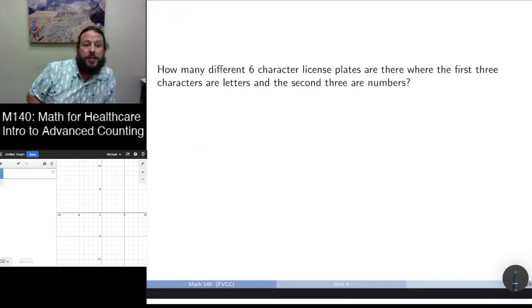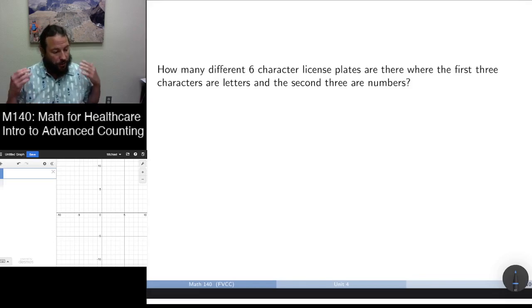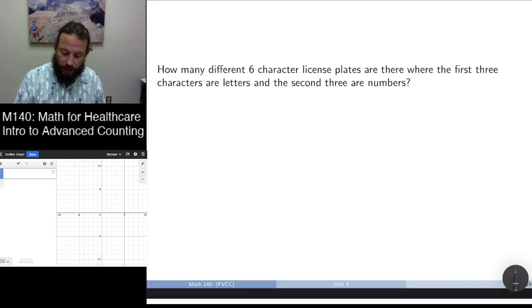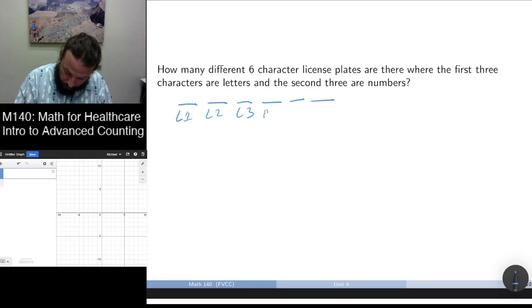Let's look at an example. How many 6-character license plates are there where the first 3 characters are letters and the second 3 are numbers? All right. What is our data? I want you to think about it. Okay, what do we got here? 6-character license plates. That's 6 tasks, or 6 choices. We have the first 3 characters are letters, so I'll say letter 1, letter 2, letter 3, and then we have 3 numbers: number 1, number 2, number 3.